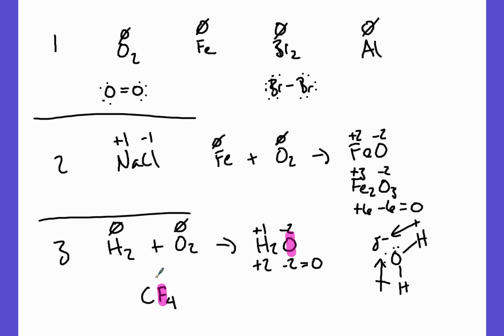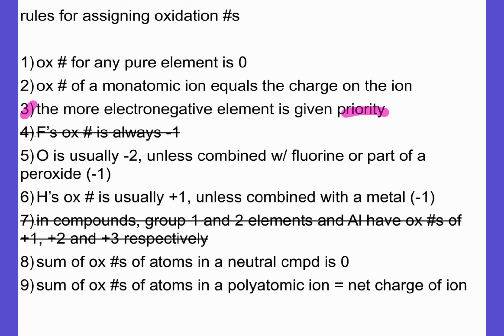So fluoride has a -1 charge, and so fluorines are always going to be a -1. But that's because they're more electronegative than any other element. So if you're following rule number 3, that also covers rule number 4. So I did cross out my rule number 4 for a reason. It's because rule 3 covers that. If I have a -1 for fluorine here, it's a -4 overall. That means my carbon has to be a +4 to make this thing neutral. So I have my oxidation numbers there. Again, rule 4 not really needed.